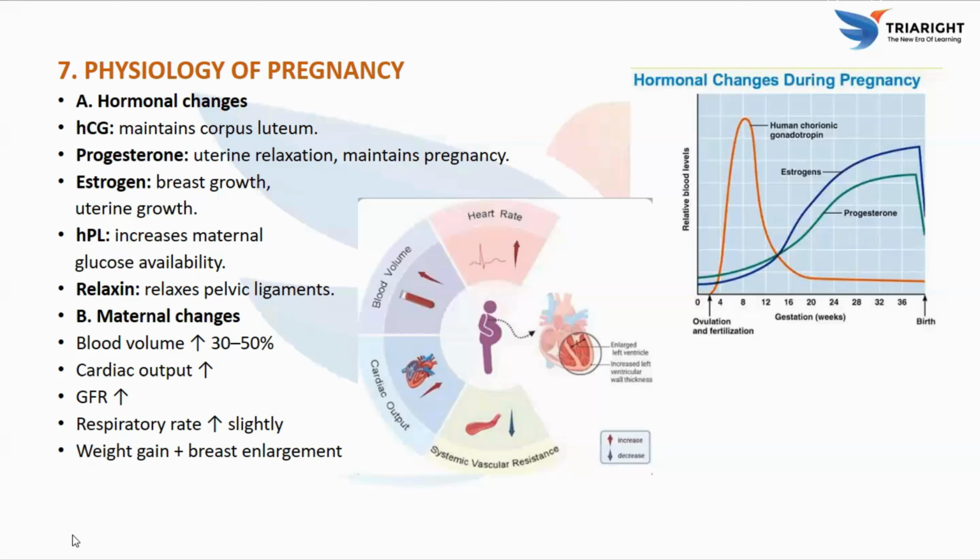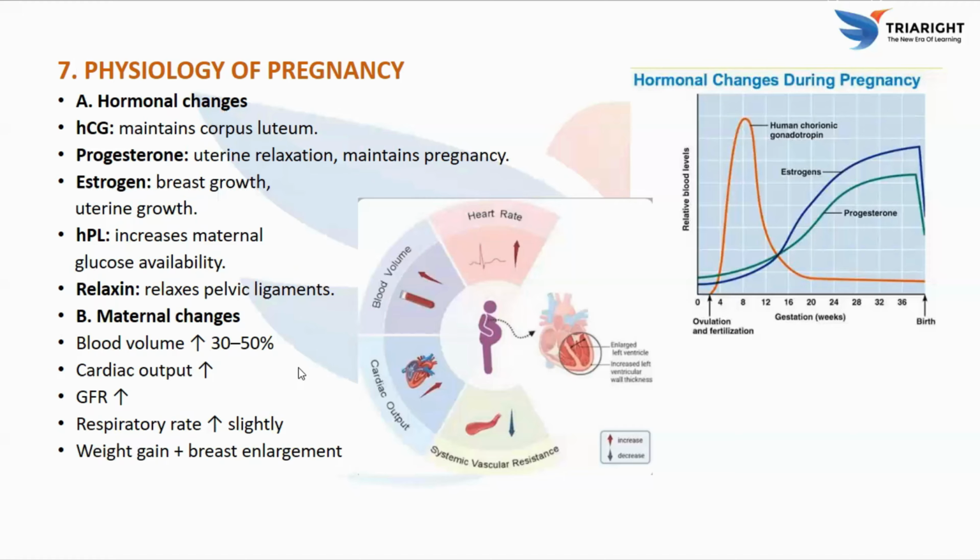So now coming to maternal changes. Pregnancy puts extra demand on the mother's body. These changes ensure enough oxygen and nutrients reach the baby. What is the first maternal change? Blood volume increases. The mother's blood volume increases dramatically by 30 to 50%. This is needed to supply the growing baby as well as the placenta.